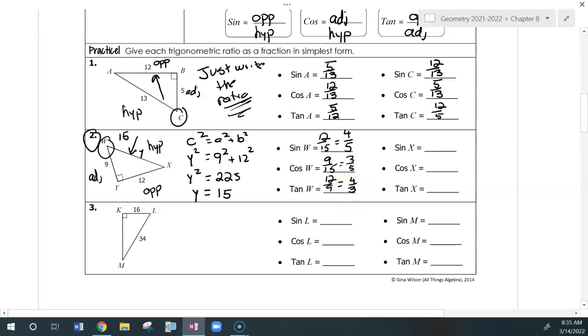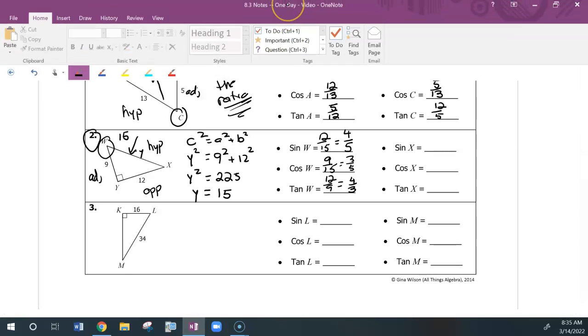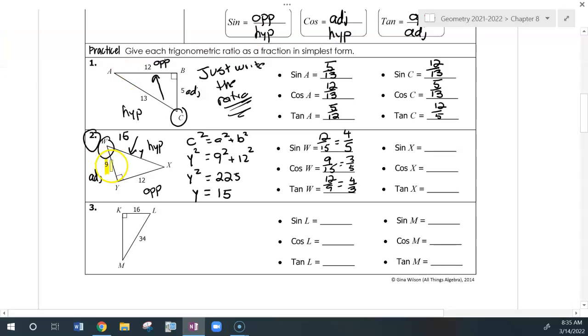I also want to point out to you, do you notice how 9, 12, and 15 are all whole numbers? And the same thing in example 1, we had all whole numbers. If you've got a right triangle and the sides are all whole numbers, that's called a Pythagorean triple.